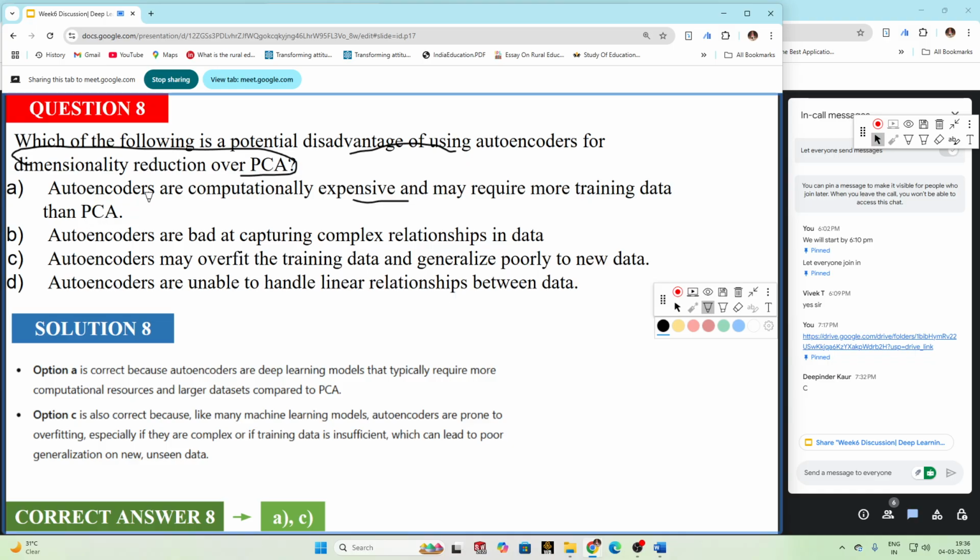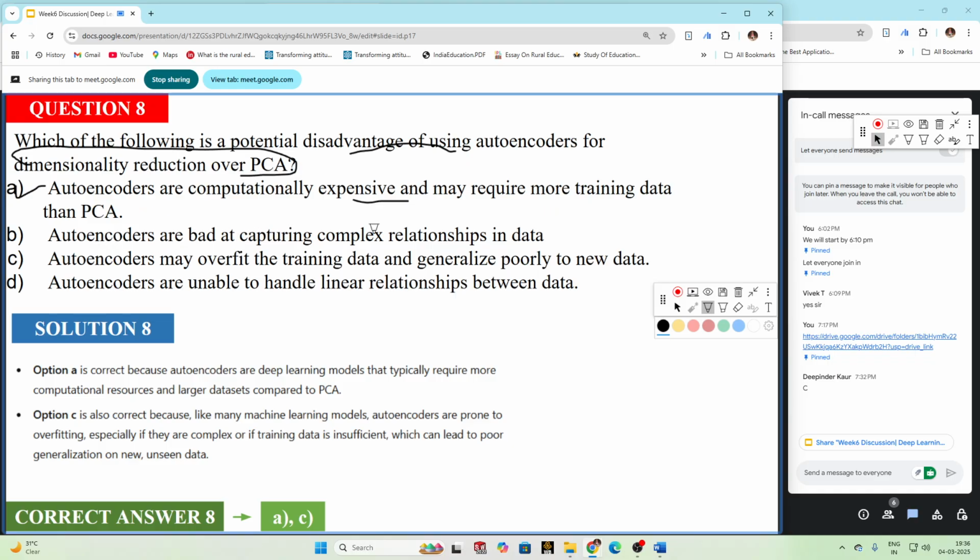We are doing nothing but dimensionality reduction in the case of PCA. But whenever we are talking about autoencoders, we are not doing any dimensionality reduction of that sort. So that is why it is computationally expensive and requires more training data than PCA. Another thing is the autoencoder is a feed forward neural network, so it is learning features from the raw images only. So we have to supply more training data. So option A is correct.